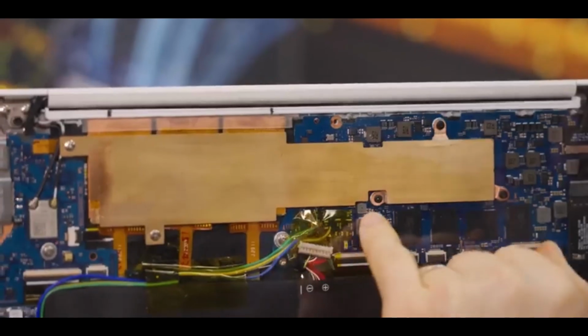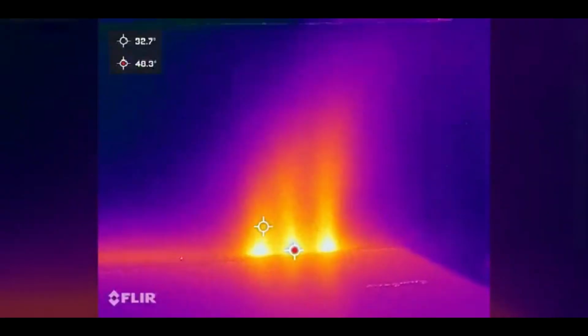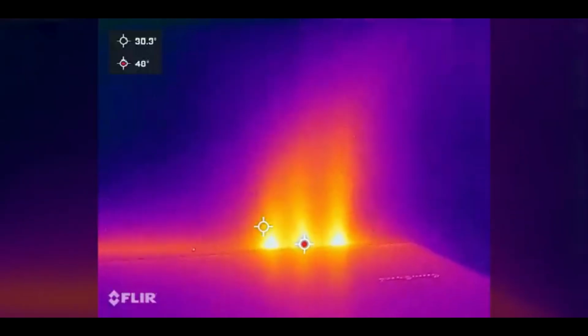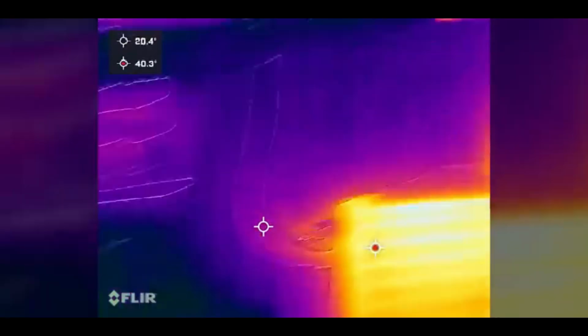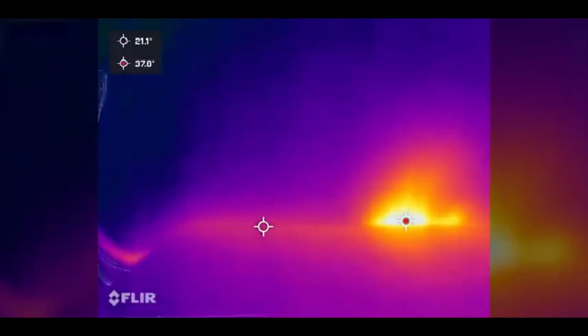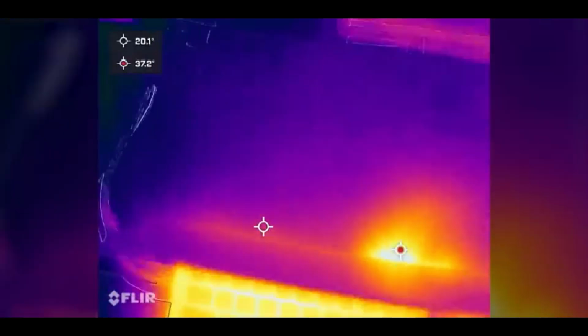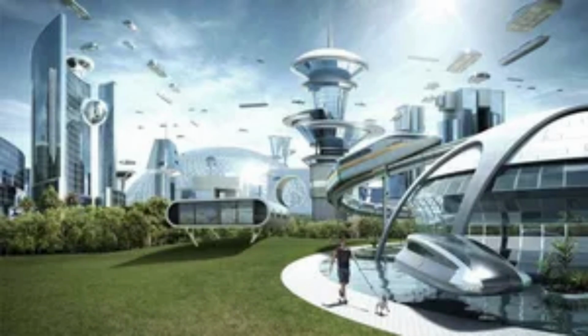Companies have already demonstrated prototypes where these air-jet coolers keep CPUs and GPUs cooler than a traditional fan of the same size, which shows a promising future.